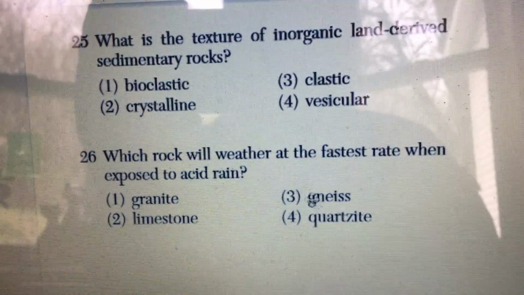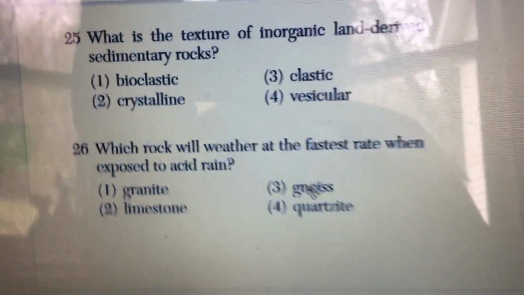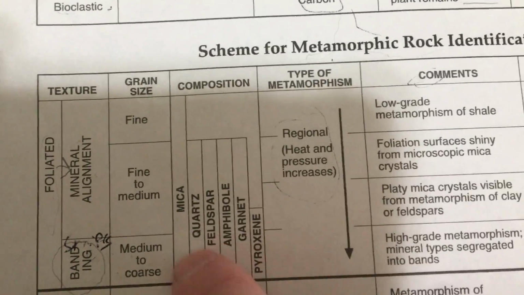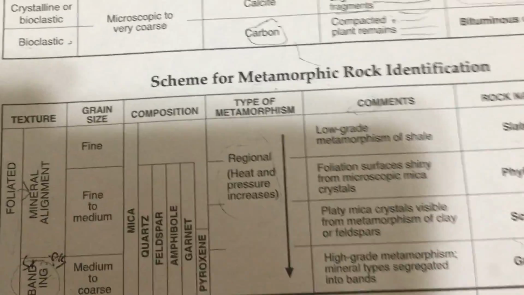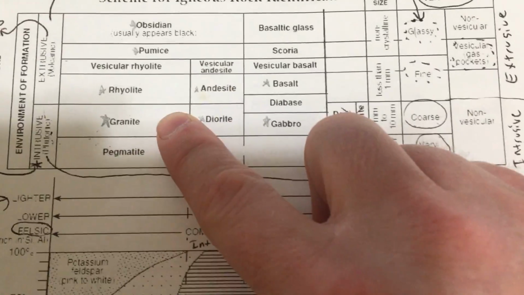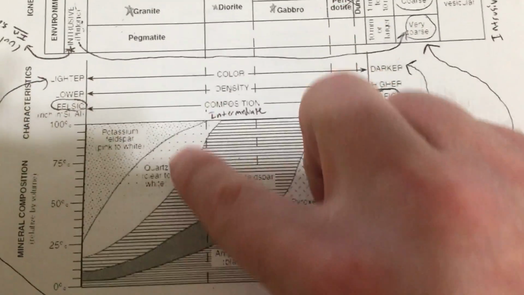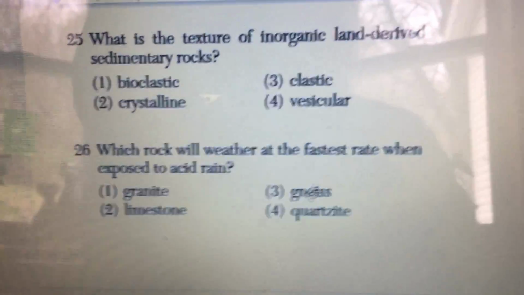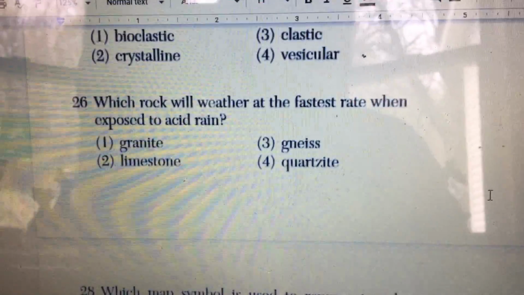And if you went and looked at them all, quartzite has quartz in it. Gneiss has not calcite. And granite was our other choice. There's no calcium, no calcite in any igneous rocks. So limestone, and it actually buffers acid rain.